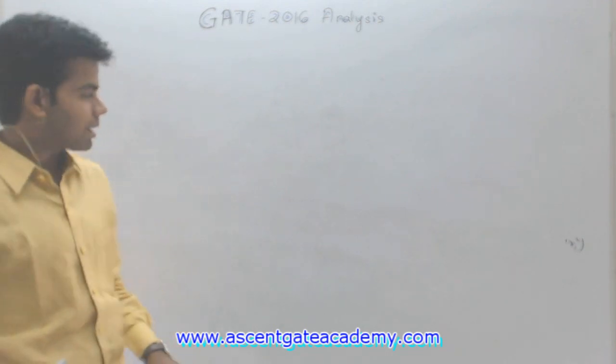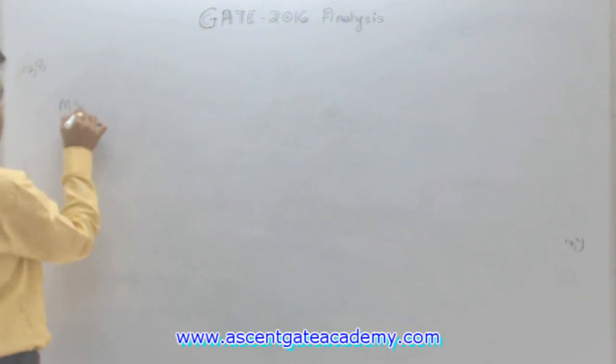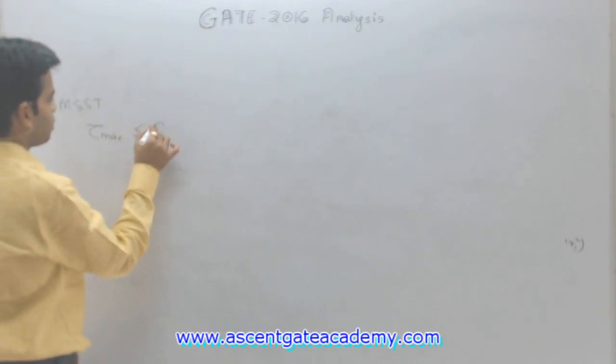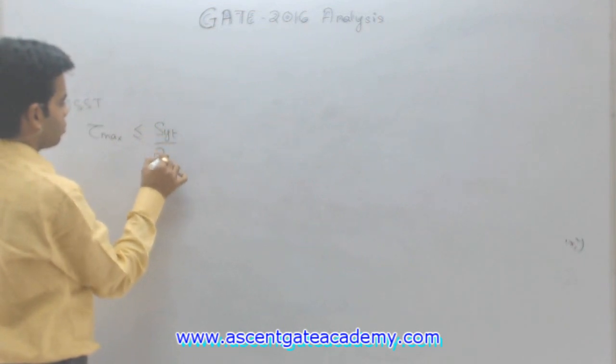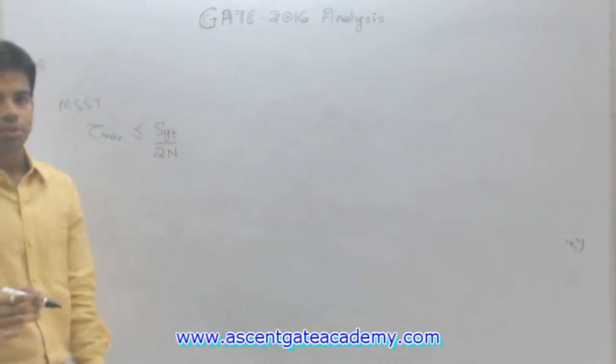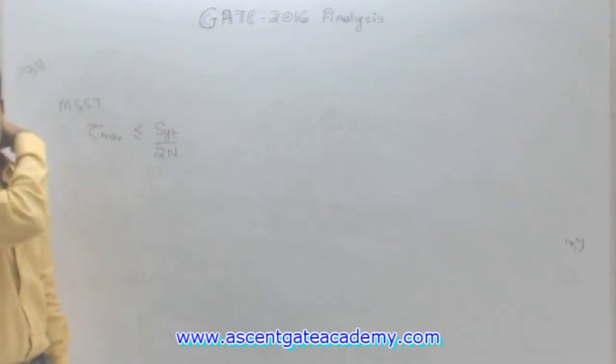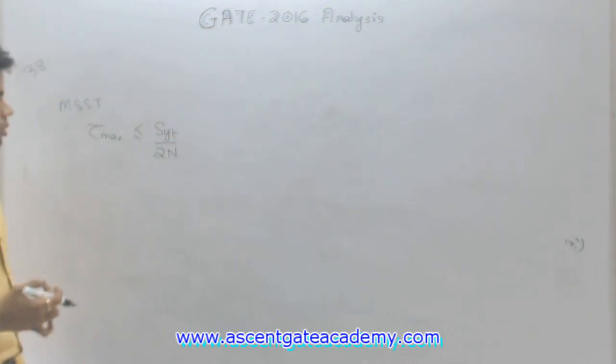Okay, now what does maximum shear stress theory say? What is maximum shear stress theory? Tau max should be less than or equal to SYT upon 2N. This is the maximum shear stress theory. This is actually the yield stress in shear, which is equal to SYT upon 2. So this is equal to SYT upon 2N.